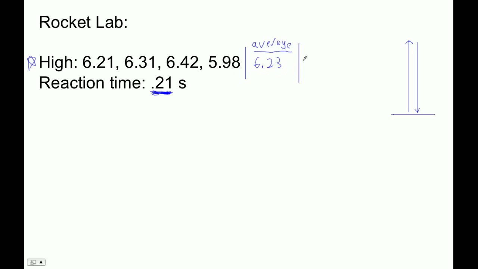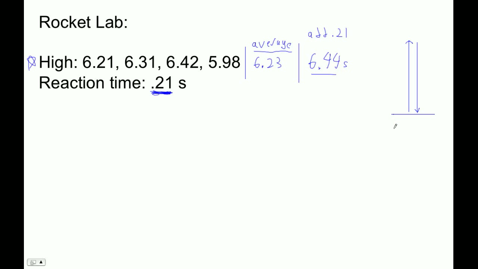So what I'm going to do is add 0.21. I just made this up, so let's suppose you know that it's 0.21. So 0.21, and I get 6.44 as what we think it really was in the air for.